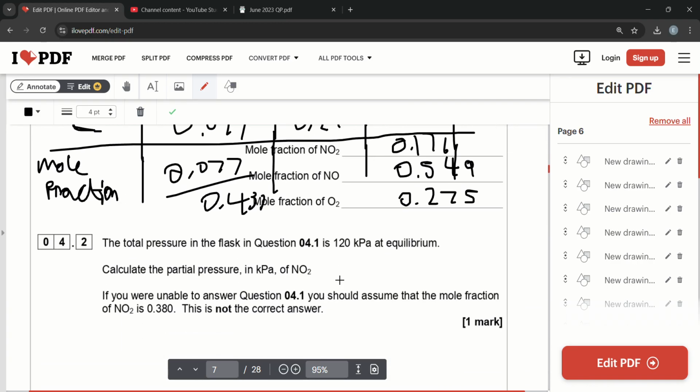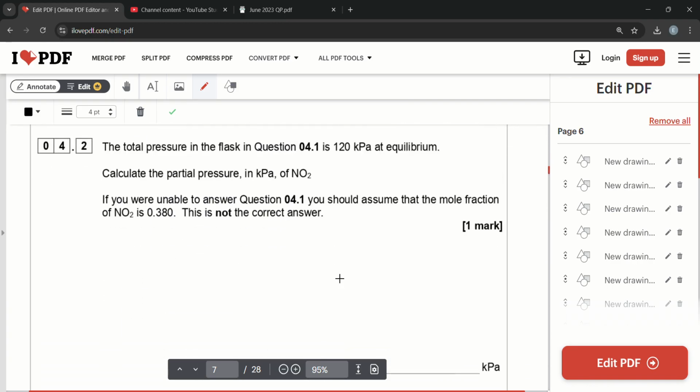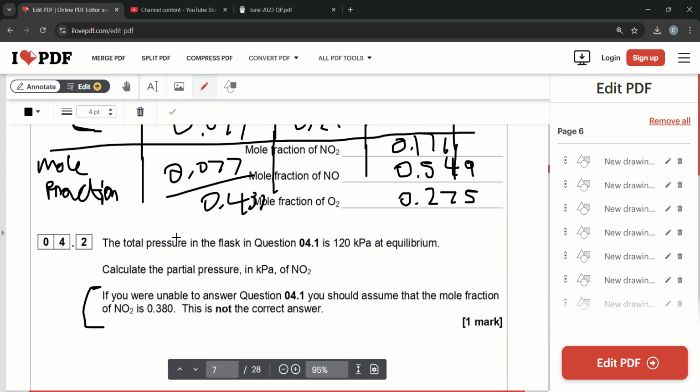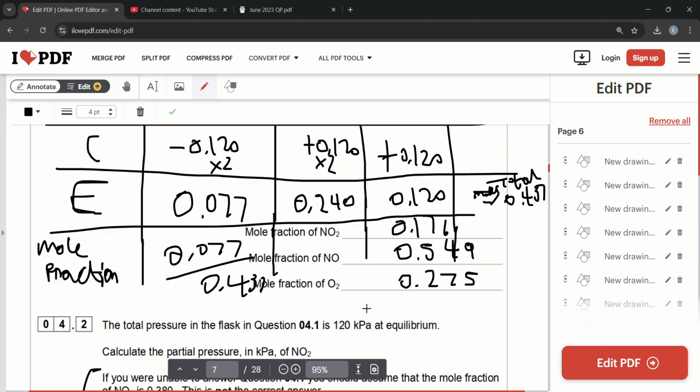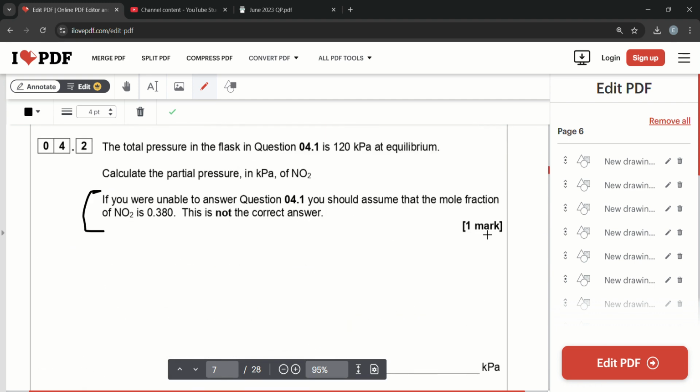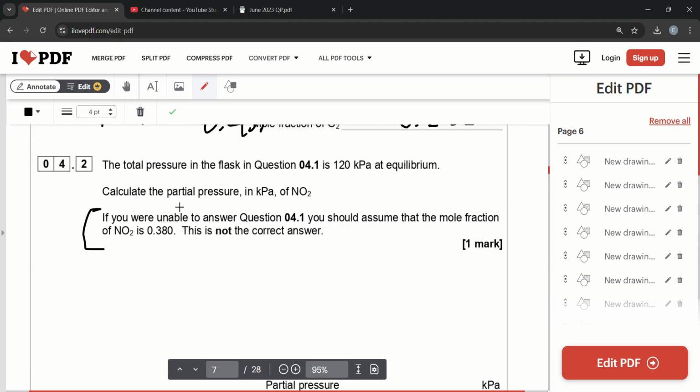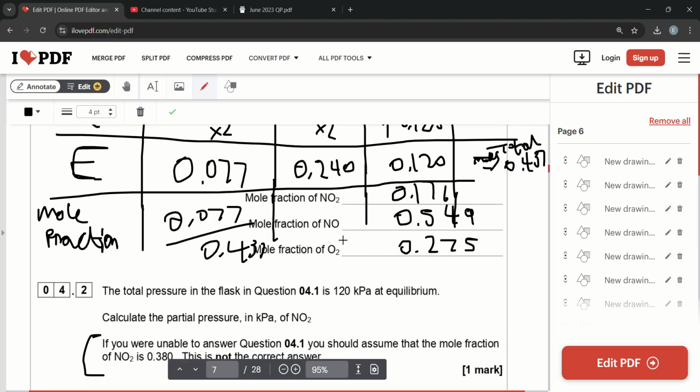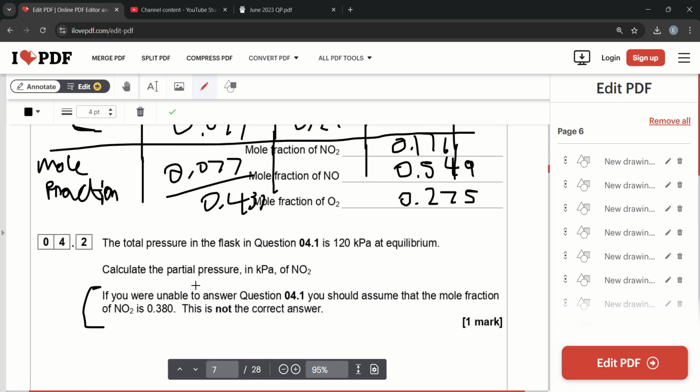Part B, 4.2, says the total pressure in the flask in question 4.1 is 120 kilopascals at equilibrium. Calculate the partial pressure of NO2. And this bit is when, if you weren't able to answer question 4.1, they'll still give you a mark if you know how to calculate partial pressure. But we calculated it correctly.